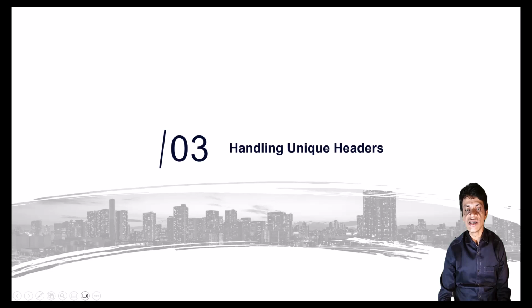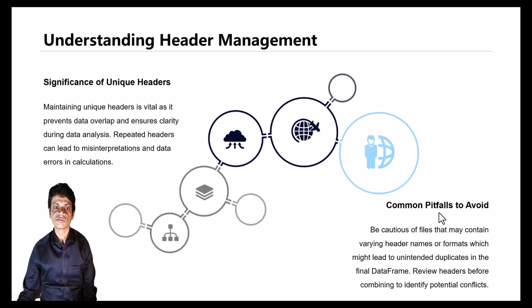Now we'll see how to handle unique headers. First we'll understand the importance of the unique header. Unique headers, as we discussed earlier, are for data consistency, and there should not be any overlap, and it should not give you any error while doing the process.